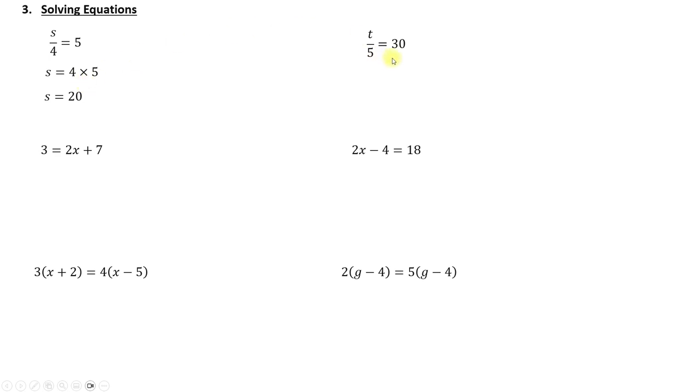Once again over here, another example where we can easily cross multiply. If we just imagine a 1 over underneath this 30, 1 times t equals 5 times 30, t equals 150.